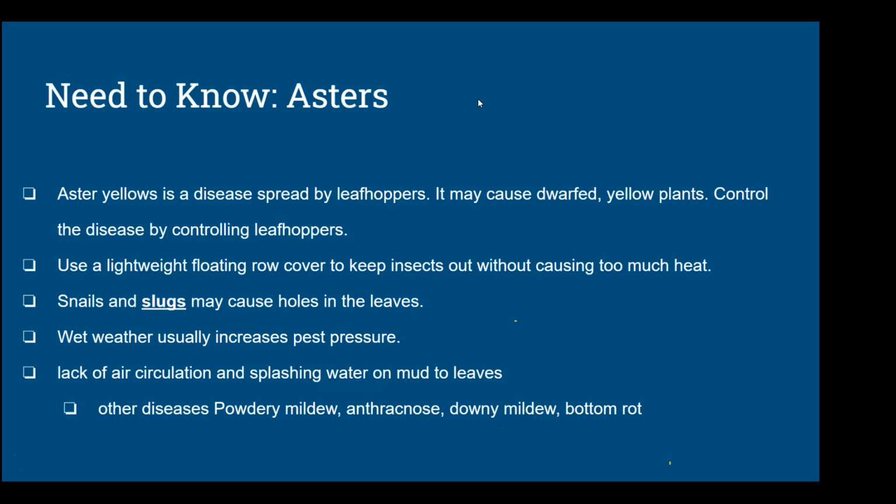Okay, are there any questions about asters before we move on to types of planting, intercropping, and companion planting? I know we're going through a lot.